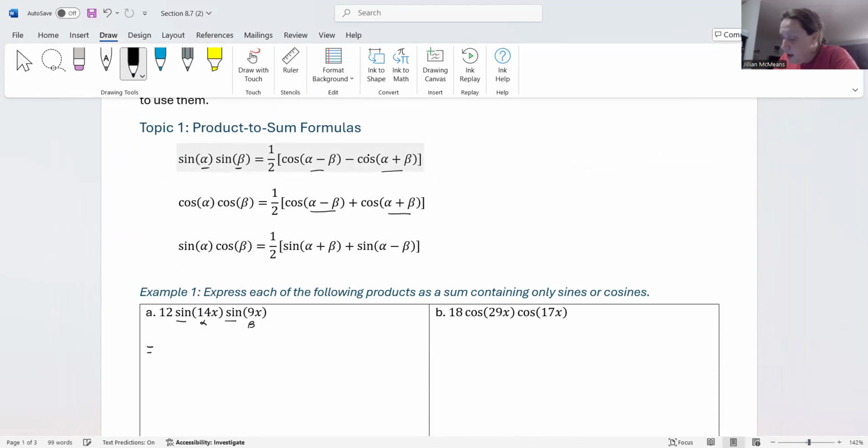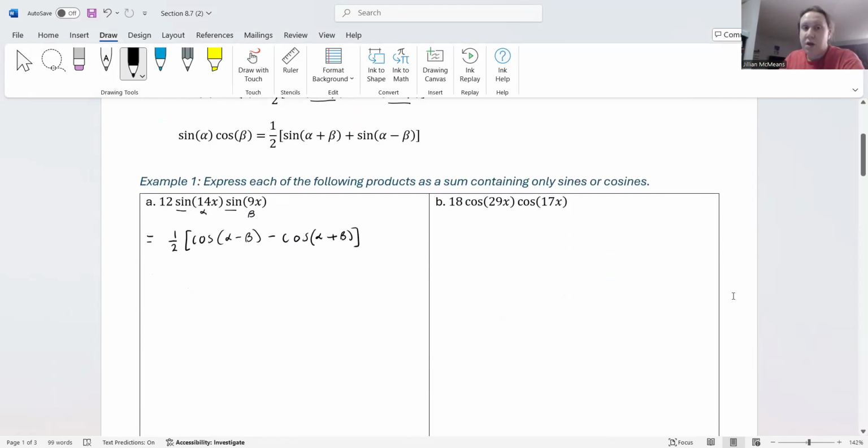So what we want to do is fill this into 1/2 cosine. We're going to subtract the angles alpha and beta, and then we're going to subtract cosine of the sum of alpha and beta. And we're going to see what we end up getting. Okay? So let's do a little work here. We do have this 12, so I'm going to start with 12 and then times this formula.